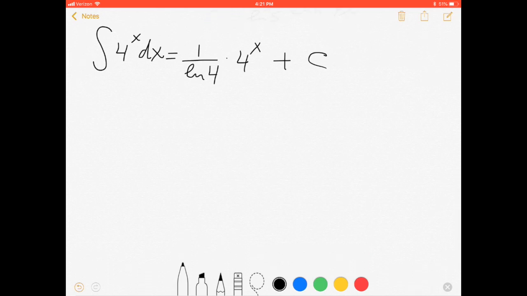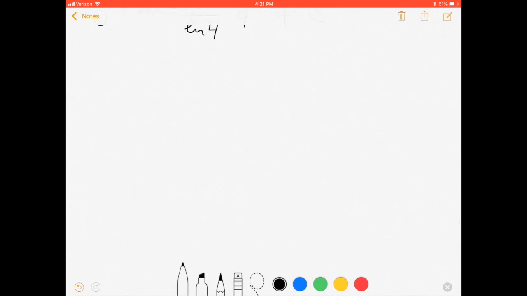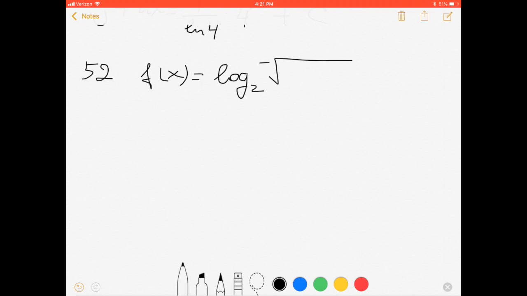Now let's do something similar to your homework. For example, number 52 from your book. In the lecture I'm showing some even numbers; the homework usually has odd numbers, and this will help you with it. Your function here is log with base 2 of the third root of 2x plus 1, and we need to find the derivative.